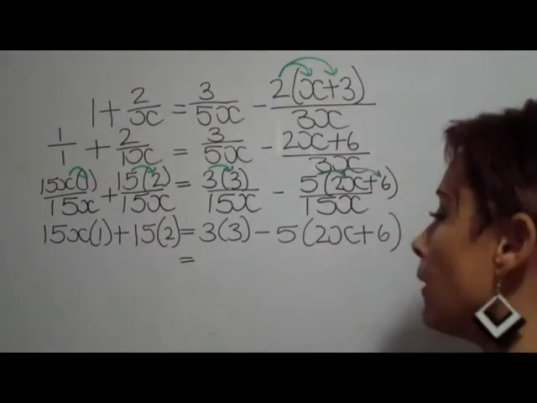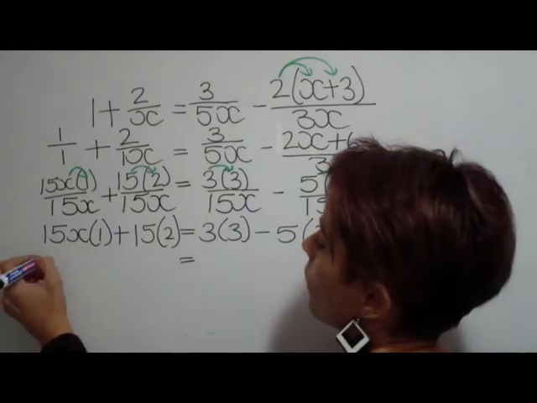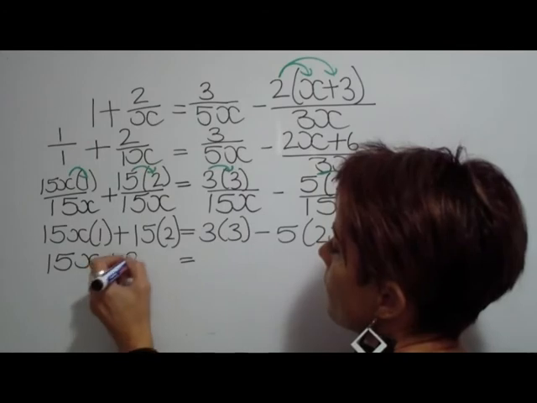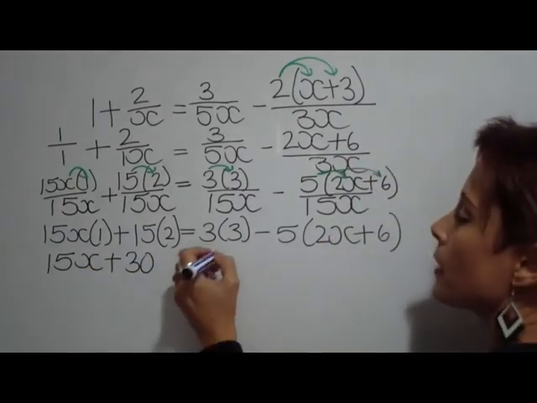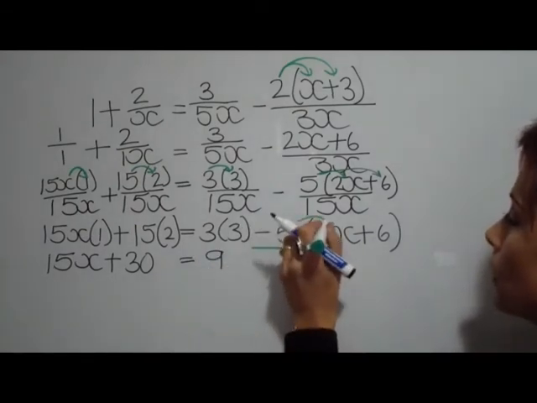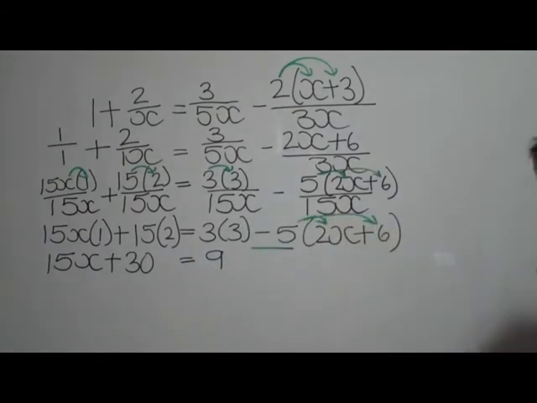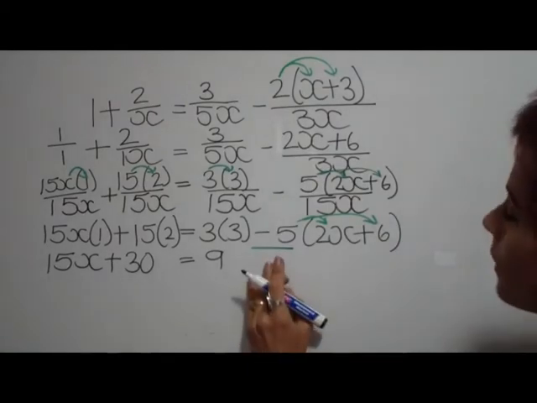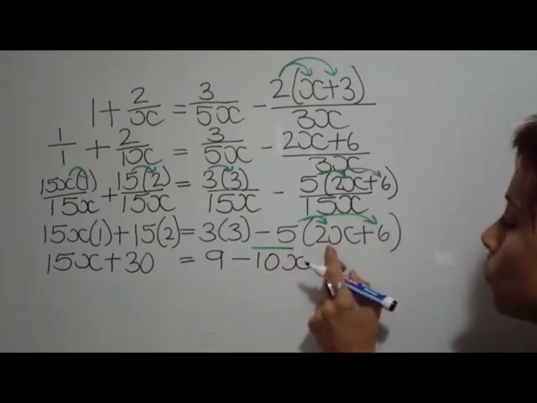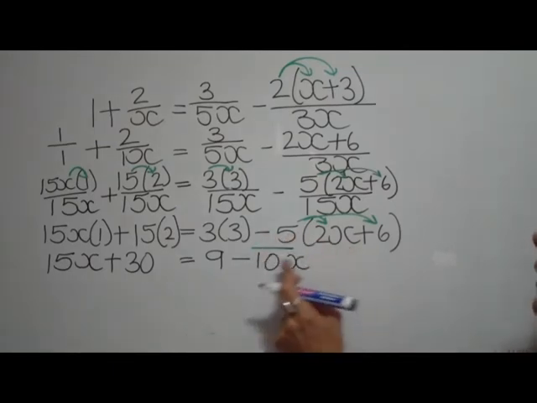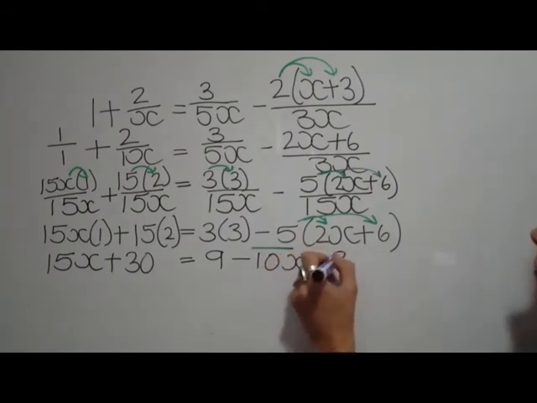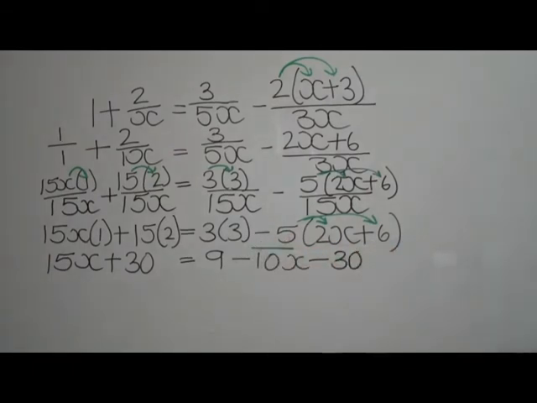Nou sê, okay, 15x times 1, that's 15x. Plus 15 maal 2 is 30. 3 times 3 is 9. Guys, this is a negative 5. And it's going to be times in with everything in the bracket. So negative 5 times 2x is negative 10x. Negatief 5 maal 2 is negatief 10. Negatief 10x. Negatief 5 maal 6 is negatief 30. Negative 5 times 6 is negative 30.